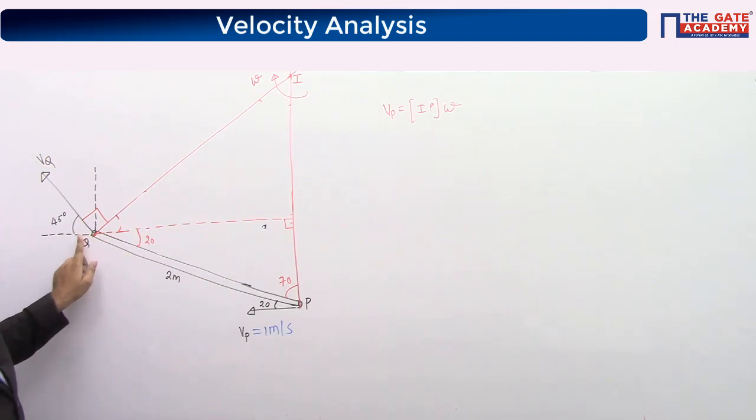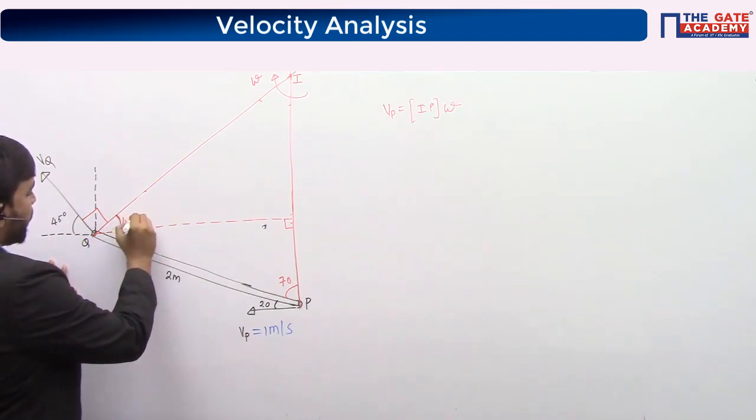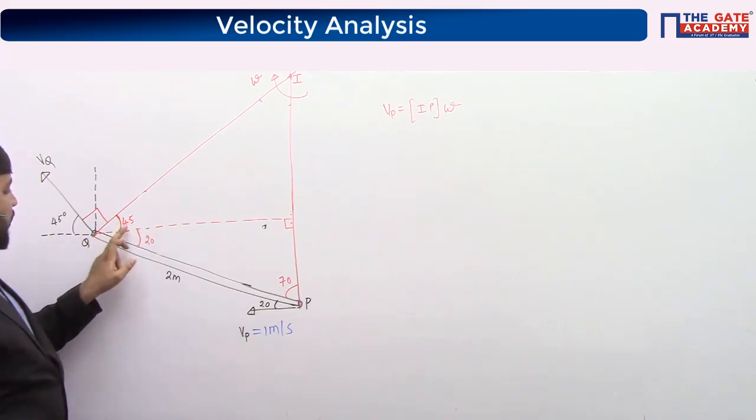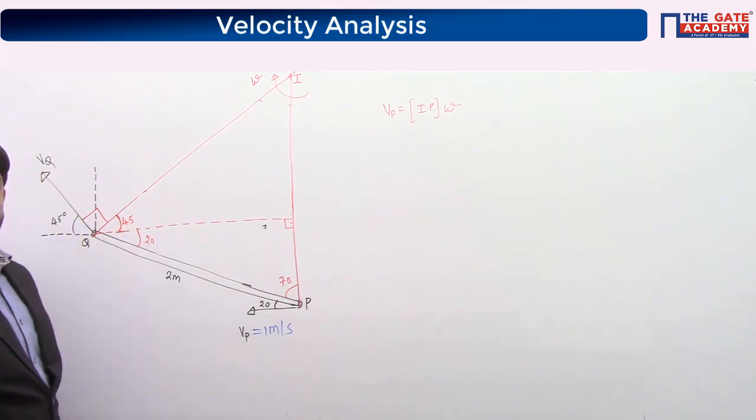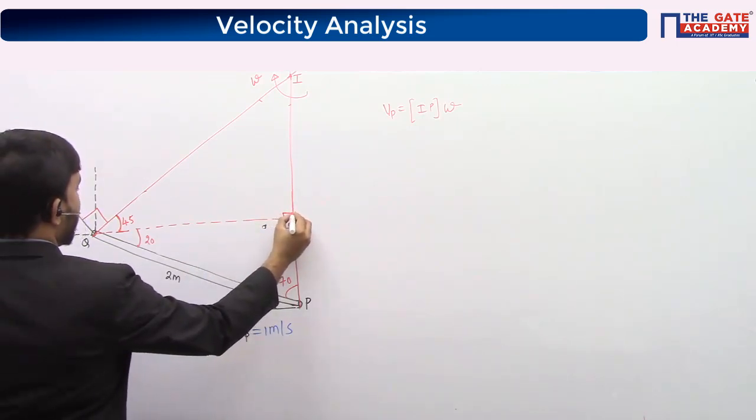This is a straight line, right? The straight line should be 180 degrees. So I can say this will be 45 degrees. This is 45, this is 45, 90 plus 90, 180 degrees. So this is 180 degrees. So this is 90, okay?